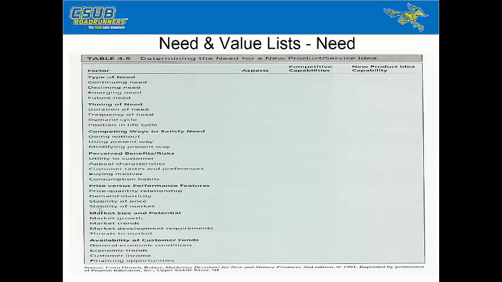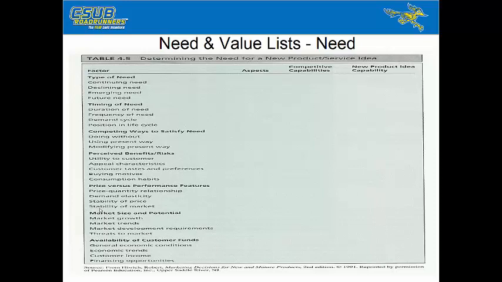Perceived benefits and risks. So what's the utility to the customer of the product or service? What value do they get out of it? What are the characteristics of the product or service that are appealing? What are the customer's tastes and preferences that are related to the product or service? Buying motives, consumption habits. You want to answer all these questions about the idea.